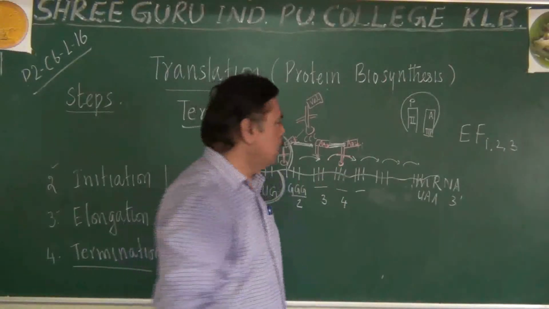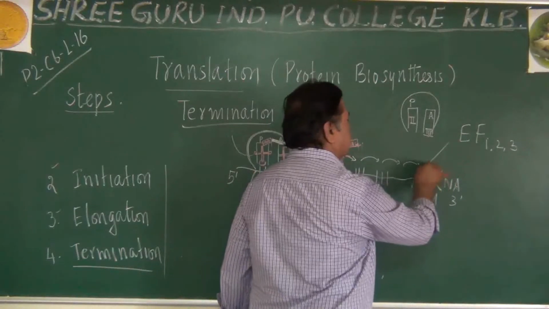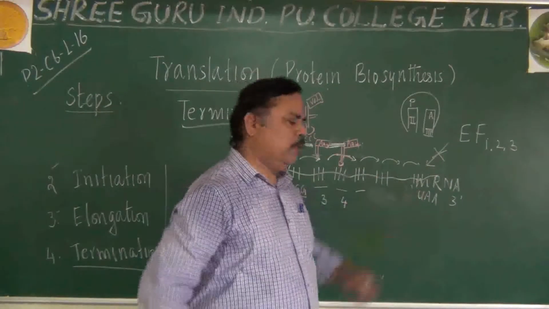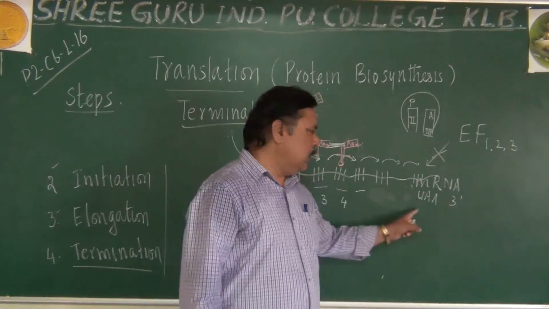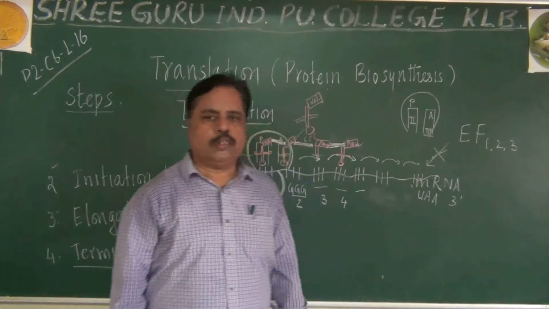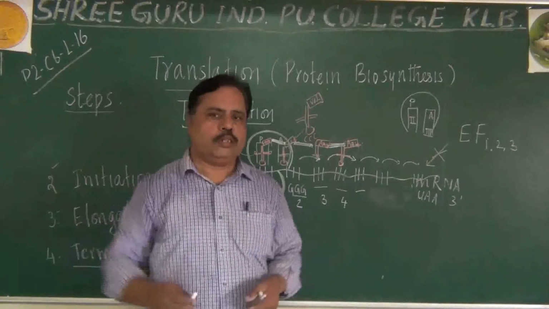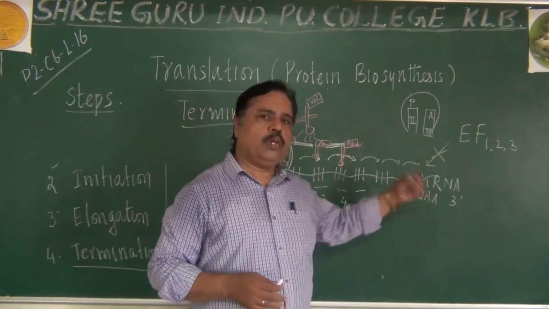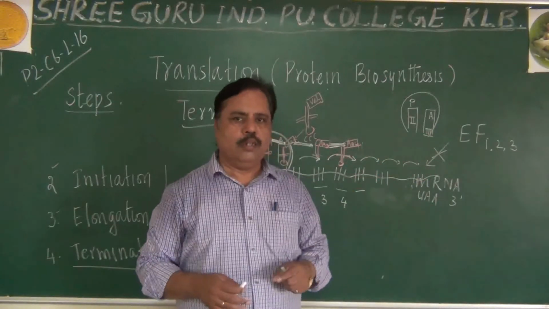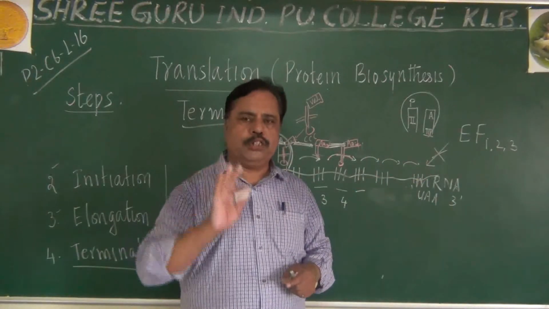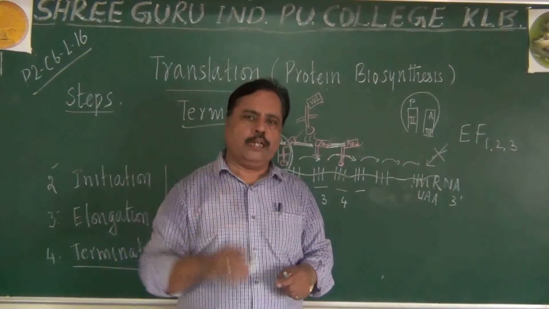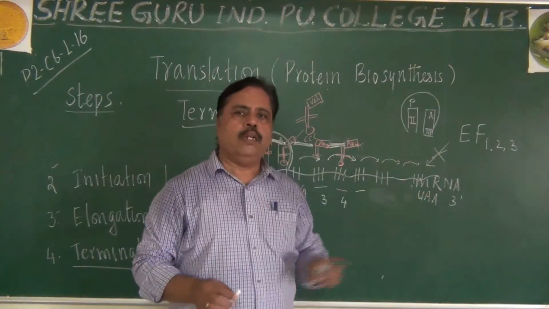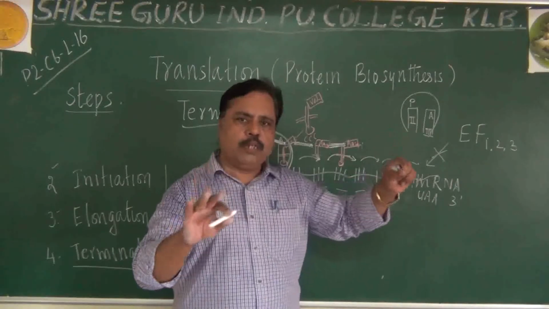but no more tRNA will enter at that point. Why? They are nonsense codons. They are stop codons. They are terminator codons. They do not have a corresponding anticodon. UAA, UAG, UGA do not have a corresponding anticodon. So no more tRNA will enter here. Now the A site will remain permanently vacant.